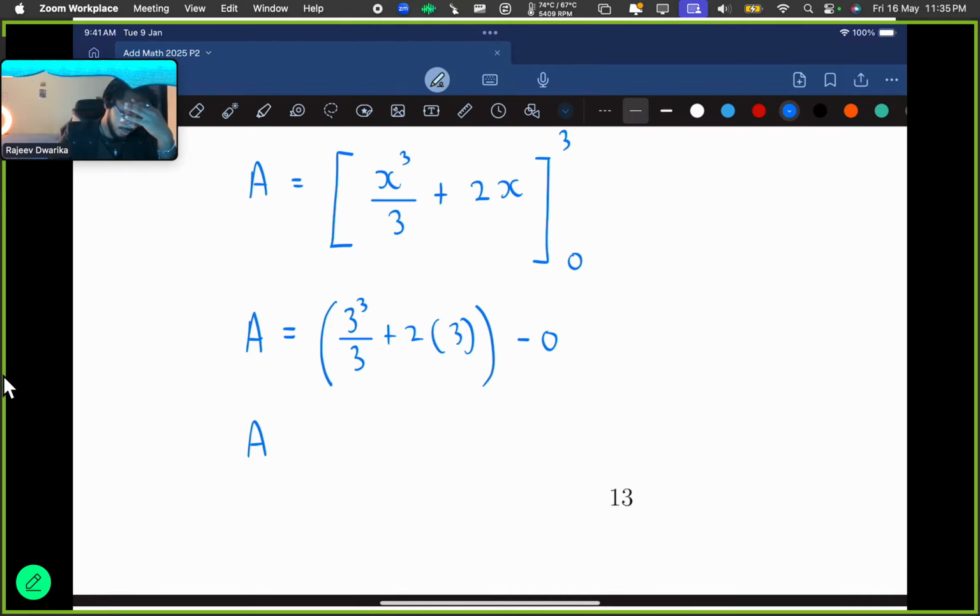So when you plug that into your calculator, let me work it in my head. You're going to get 27 over 3 plus 6. You're going to get 15. And that'll be 15 units squared. You don't want to forget the units squared, right?